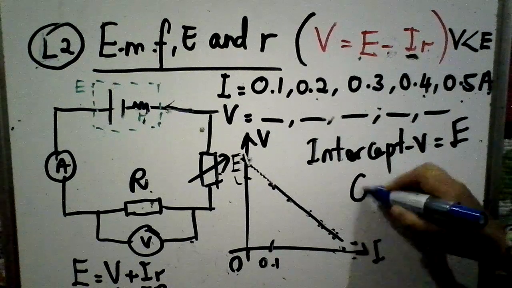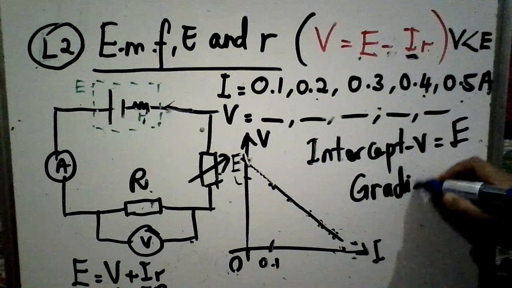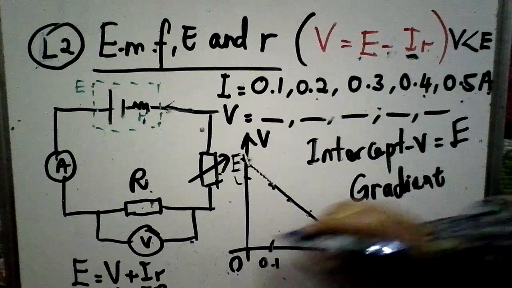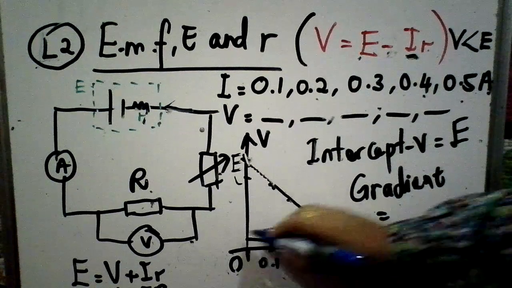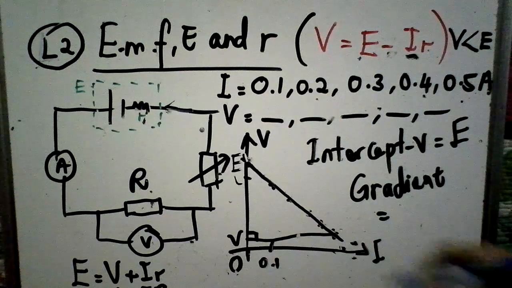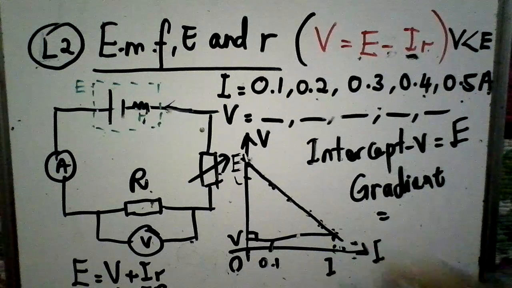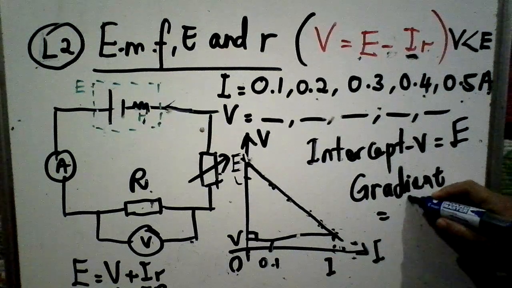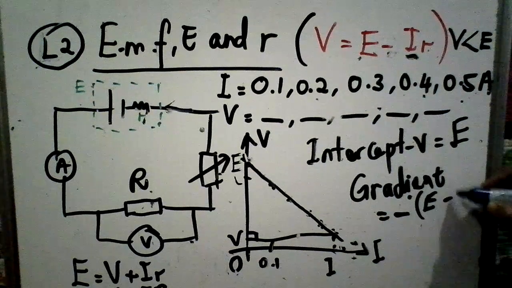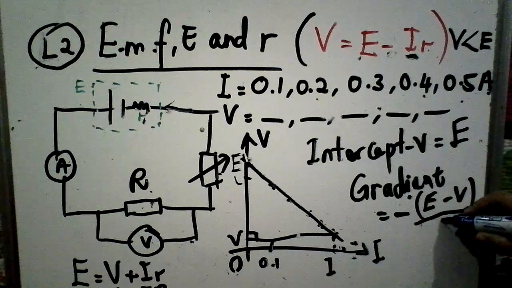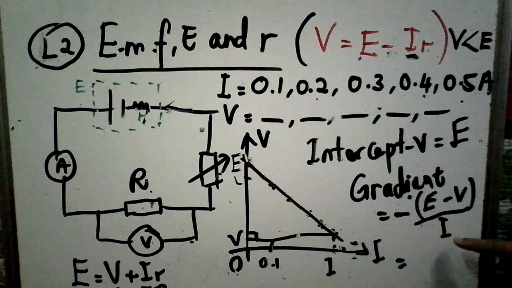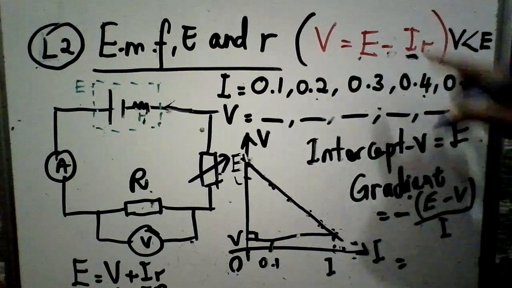Okay, and then draw a triangle and calculate the gradient of the graph. Let's say we draw this triangle from here, and the value here is V and the value here is I. So we have the gradient as a negative value, E minus V divided by I. So E minus V divided by I comes from this formula.